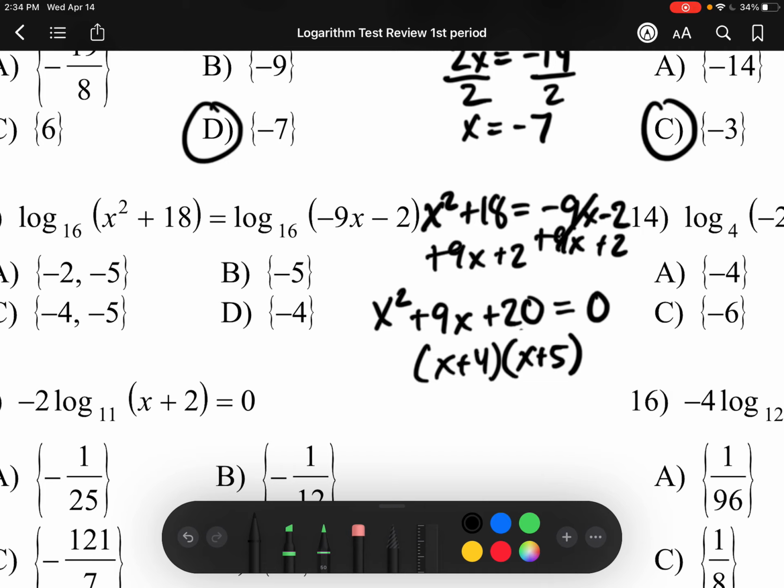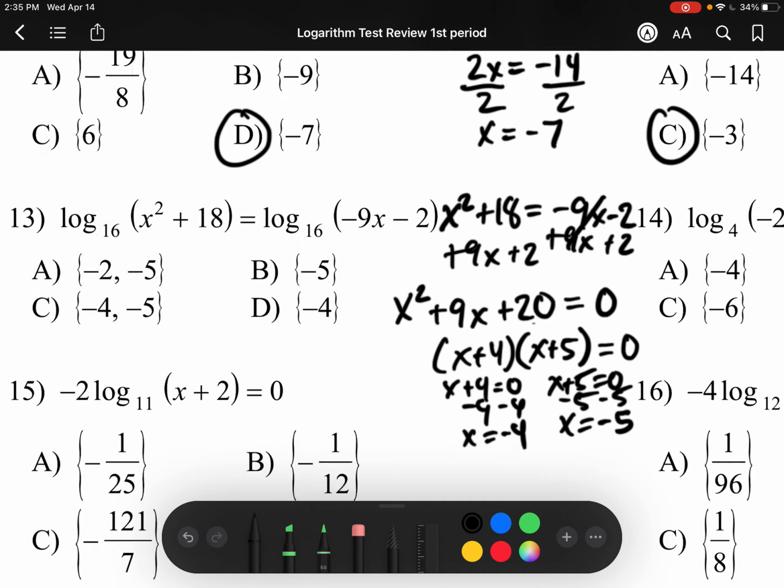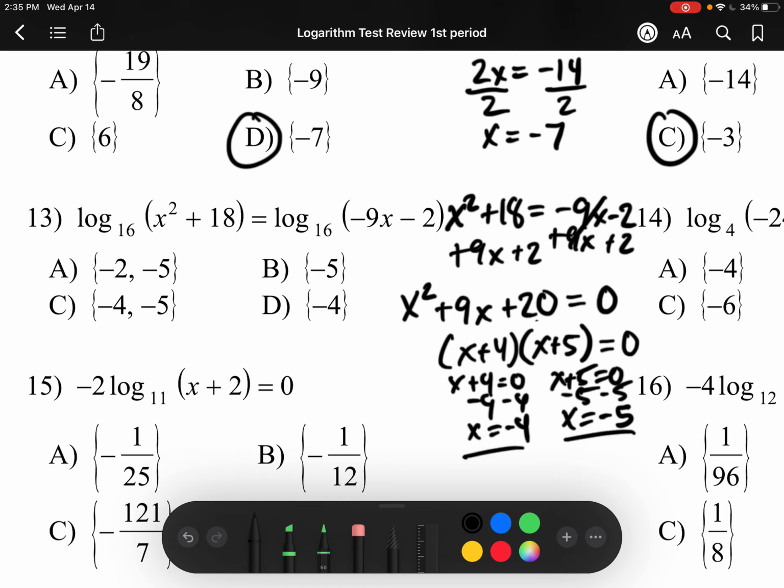And then to solve, we're going to set both of these terms equal to 0. x plus 4 is equal to 0. Subtract 4 from both sides, and you get x is equal to negative 4. Here, x plus 5 equals 0. Subtract 5 from both sides. Then x equals negative 5. So those are your two solutions right here, which is option C.